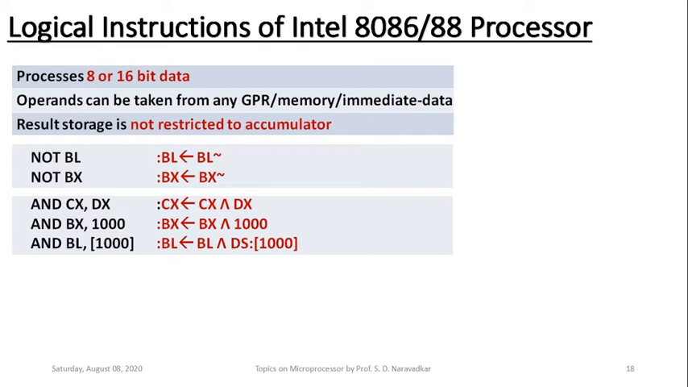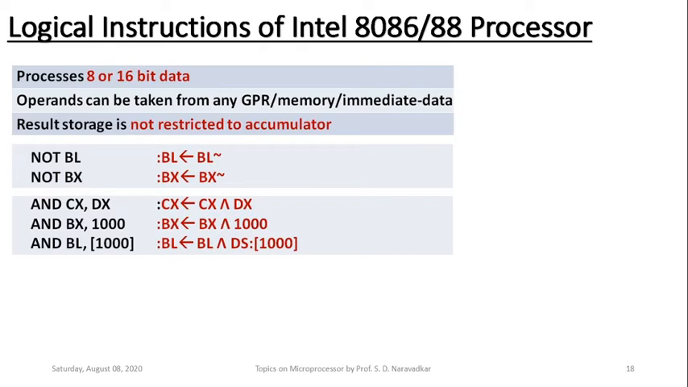In the first example of AND, register CX is in place of destination. Here the AND operation of CX and DX will be stored. Then the second AND instruction, AND BX, 1000. One operand is in register BX and the second operand is 1000, the immediate data. So a bit by bit operation of register BX with this 1000 immediate data will be performed and then the result will be copied to the BX register, which is shown in the place of destination.